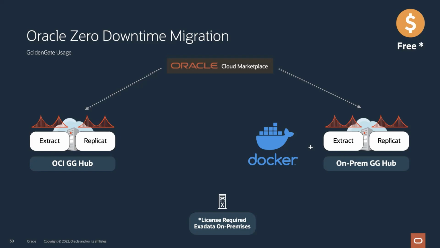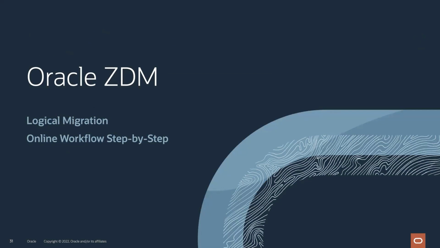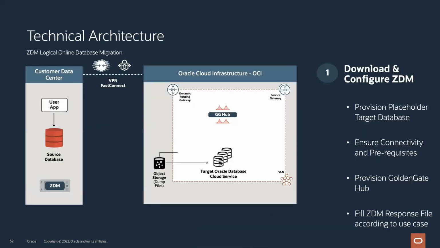Now, I would like to talk to you about how this works on a step-by-step basis for logical migration and in an online fashion with Golden Gate. So why don't we do that? We have logical migration. Let's talk about the workflow step by step. At the beginning, this will be exactly the same as with physical migration. You need to download and configure ZDM on a box and provision it and be sure that everything is in place and ensure that there's connectivity and everything is fulfilled as prerequisites. But then you have to fill the ZDM response file. And the important thing here is that the response file changes because the parameters are different. You're not doing a physical migration, you're doing a logical online migration. So it would have Data Pump parameters, Golden Gate parameters, etc.